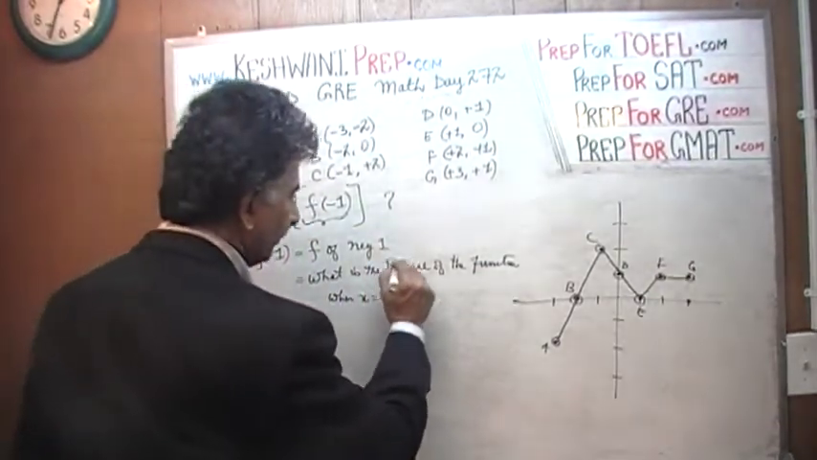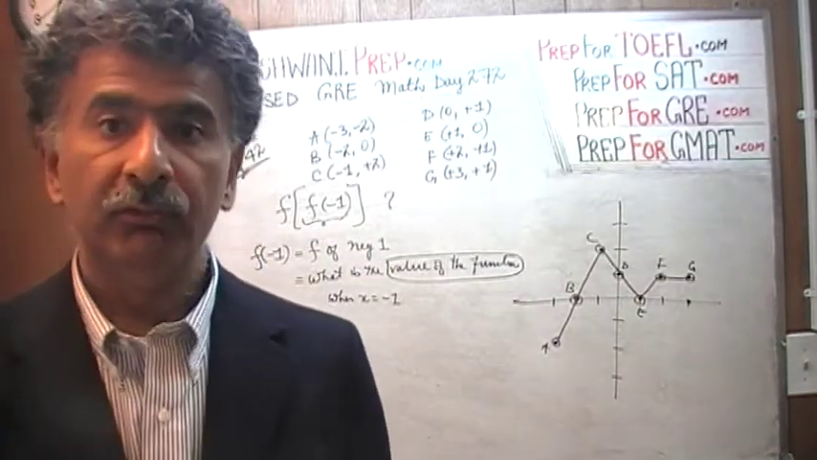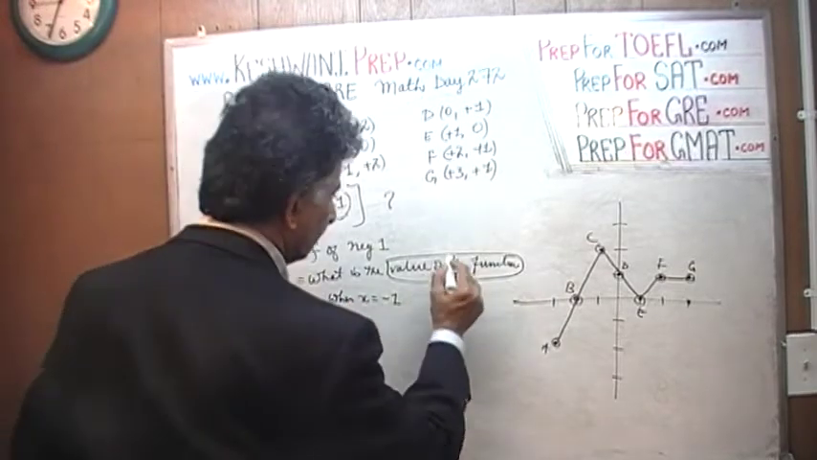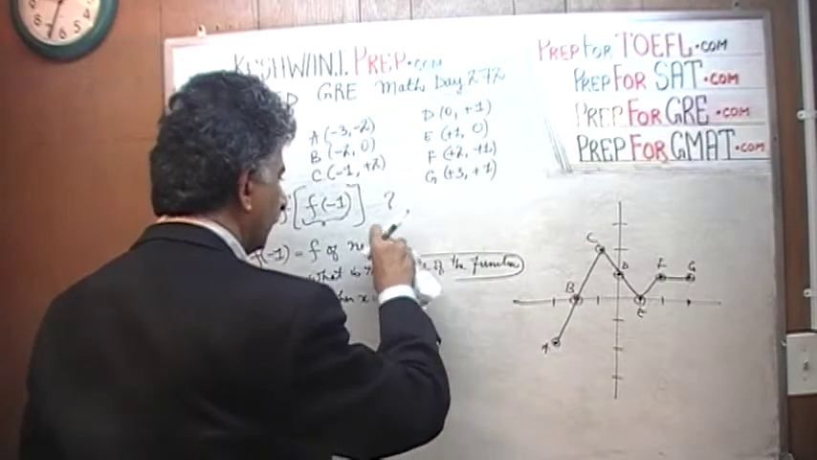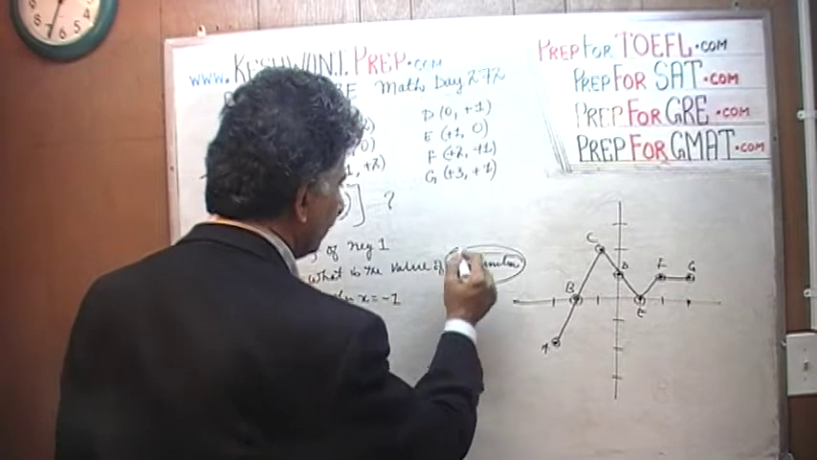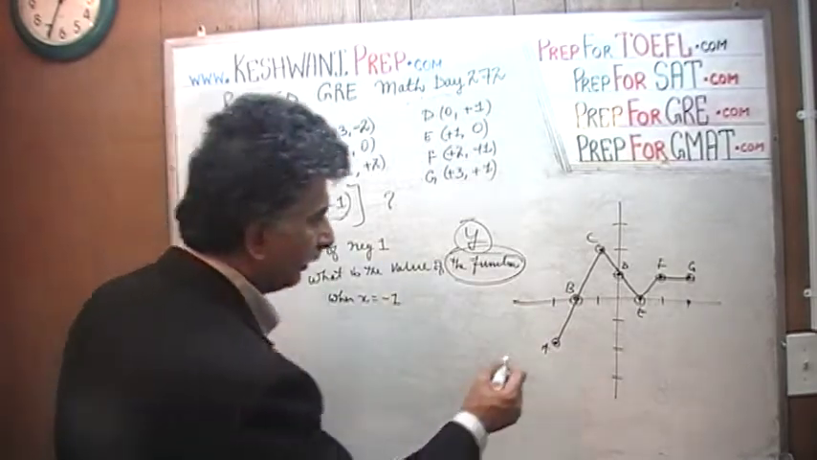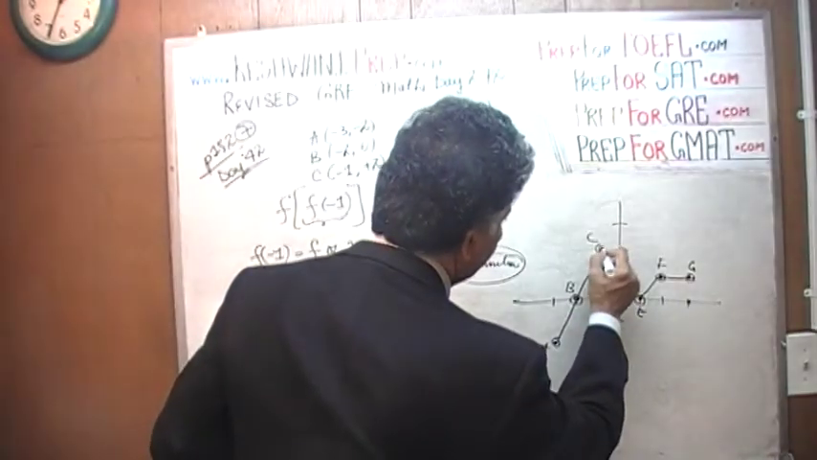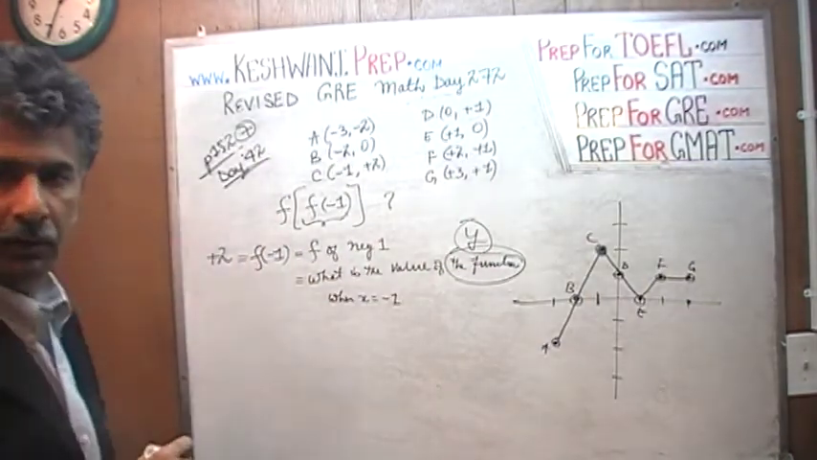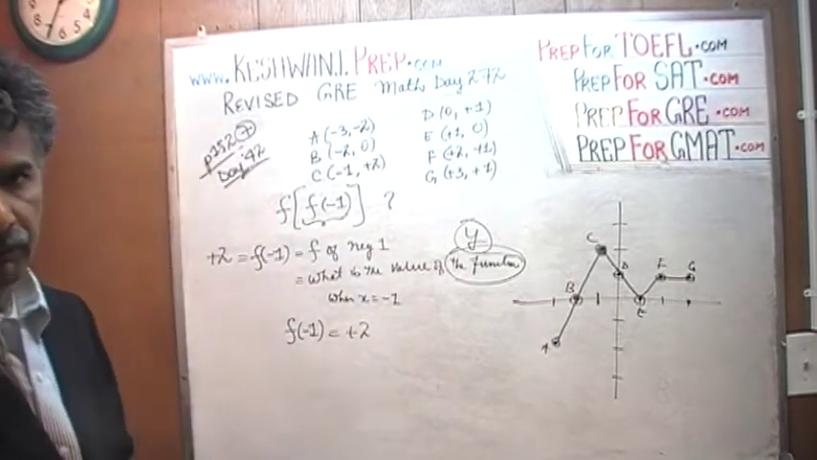Now, what does the value of the function mean? Value of the function is a very fancy way of saying value of y. So what they're asking here is, what is the value of y when x equals -1? Well, which is very simple. We look at x equals -1 here, and the value of y is 2, right here. So the answer to this question is very straightforward. It is +2. f of -1 equals +2. So we have done the first step.